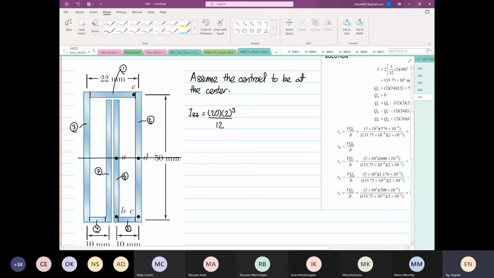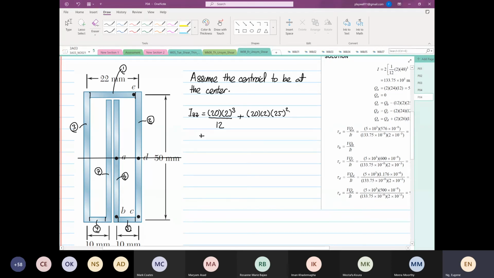So this is for 1. Okay, right? So BD cube over 12. Okay, then plus by the area, so 20 multiplied by 2 multiplied by 25 squared. Okay, so this is for section 1. Okay, then we're going to have plus, okay, twice.